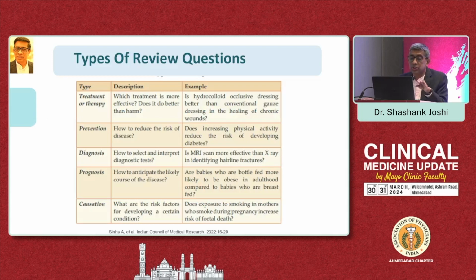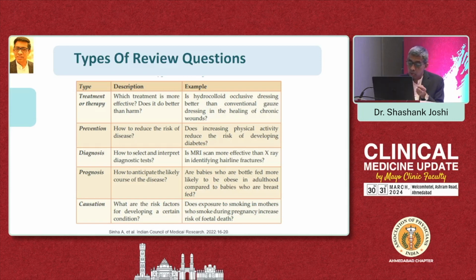And the review questions are, on treatment and therapy, which treatment is more effective? Does it do better or more harm? An example is: is a hydrocolloid occlusive dressing better than a conventional gauze dressing to heal a chronic wound, say, in case of diabetes? Simple. Prevention. How to reduce the risk of the disease? Does increasing physical activity reduce the risk of developing diabetes? Diagnosis. How to select and interpret diagnostic tests? Is MRI more effective than X-ray at identifying a hairline fracture?